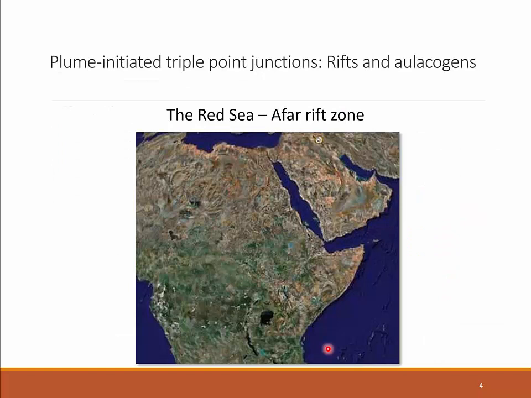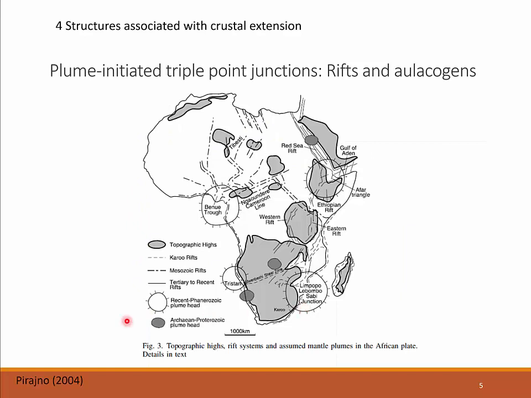Coming back to the Red Sea Afar Rift Zone environment that we have seen on our cover slide, we see here a typical configuration of three arms of extensional tectonics. Two of them are quite advanced and form the oceanic basins of the Gulf of Aden and the Red Sea. The third one points into East Africa.